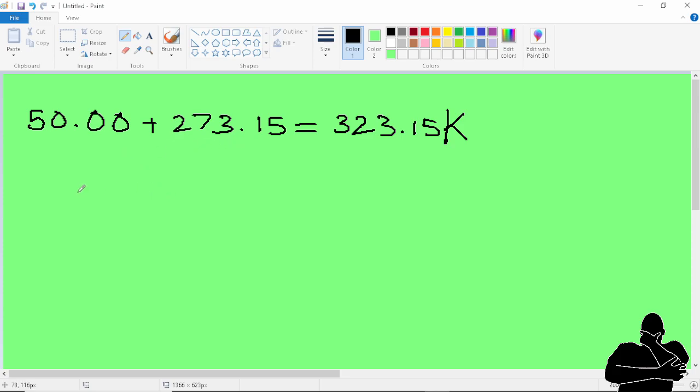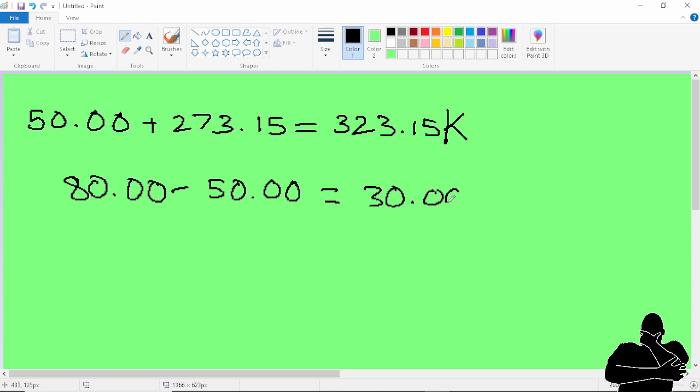Now the temperature difference they want us to work out, or the temperature change. So the temperature change would be the final temperature minus the initial temperature. So it would be 80.00 minus 50.00, and that would give us 30. And the same rule that applies for adding also applies for subtracting. So in this scenario, both of the data points have the same amount of decimal places. So the answer is going to have that number of decimal places, which is 2. So the final answer is 30.00 Kelvin, and that would be the change in temperature.